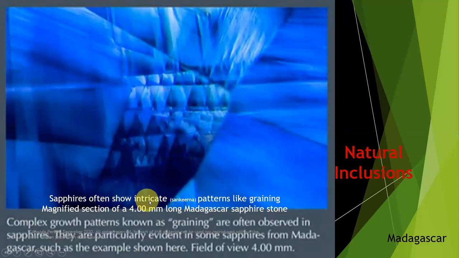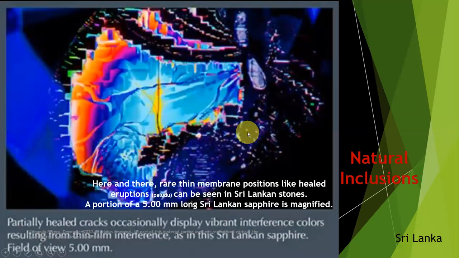Sapphires often show intricate designs, intricate patterns. Like graining, it is like graining. It is very high priced. So it is inclusion, natural inclusion. This is a 4 millimeter long Madagascar sapphire stone enlarged.